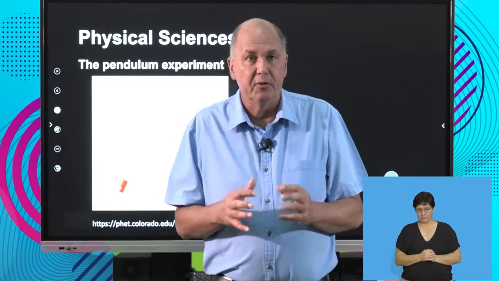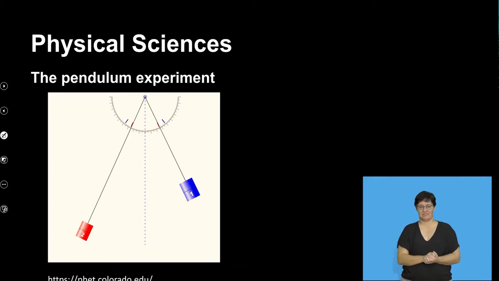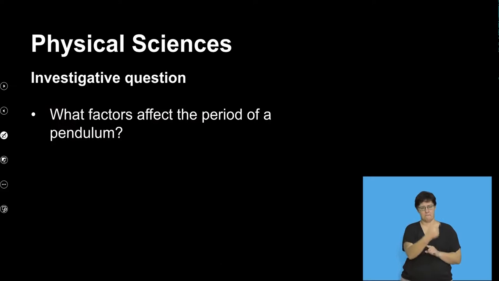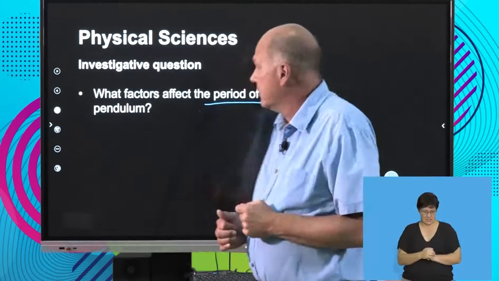Now, I want to do a little experiment with you, and I'm going to use a simulation of a pendulum to try and work with it. And so we're going to look at this investigation of swinging a pendulum backwards and forwards, and we're going to say what factors affect the period of the pendulum. In other words, the time it takes to go one cycle backwards and forwards.